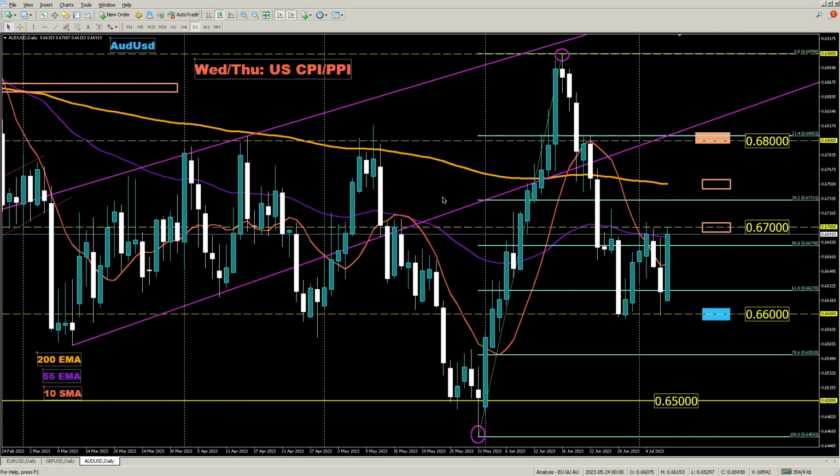All right, no major news from the Australian economy, so it's basically exposed to US dollar news of the CPI and the PPI.